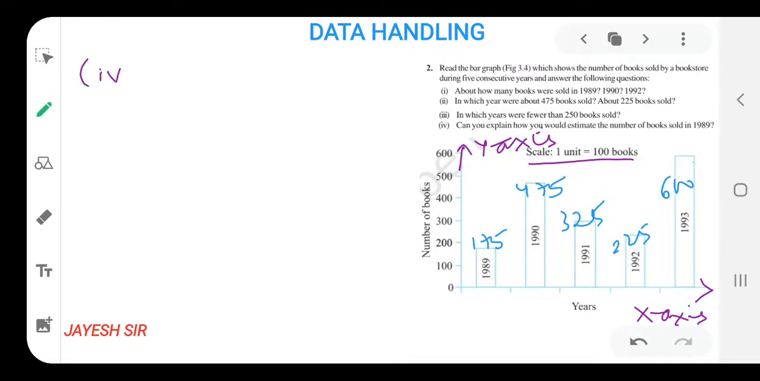So the fourth one: can you explain how you would estimate the number of books sold in 1989? How I have estimated the number of books sold in 1989 as 175. As we can see, it is greater than 100, so 100 I have written directly. Now the bar is more than half, we can say. That means we are dividing this into two equal parts, and this part would be 125, and this would be 175.